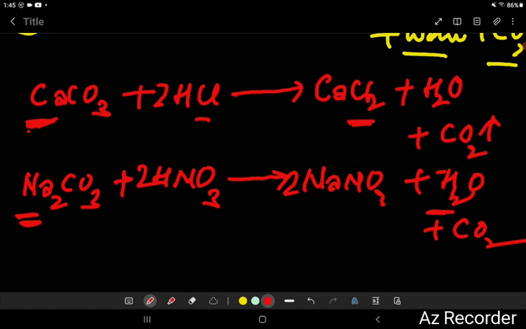Okay student, this type of reaction you can utilize, but keep in your mind, hydrochloric acid will form chloride salt, nitric acid forms nitrate salt, sulfuric acid forms sulfate salt, acetic acid forms acetate salt, formic acid forms formate salt. Similarly, phosphoric acid will form phosphate salt. Okay student, in the next video more reactions related to acids will be provided in sequence.